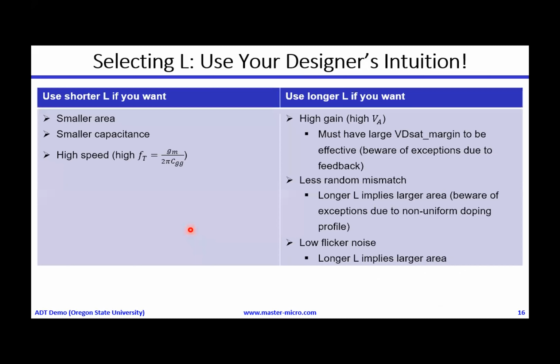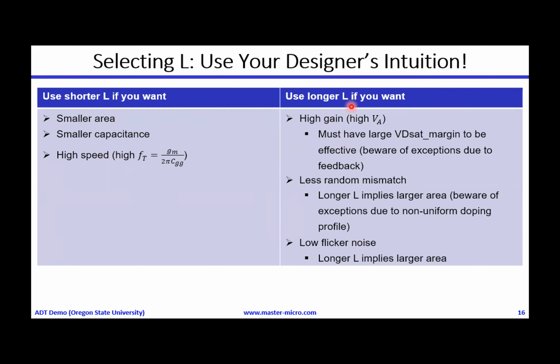When you select the L, you see the trade-offs in your design and the requirements in your design. If you want, for example, smaller area, smaller capacitance, and high speed, you pick a short L. But if you want higher gain, less mismatch, and low flicker noise, you pick a longer L.